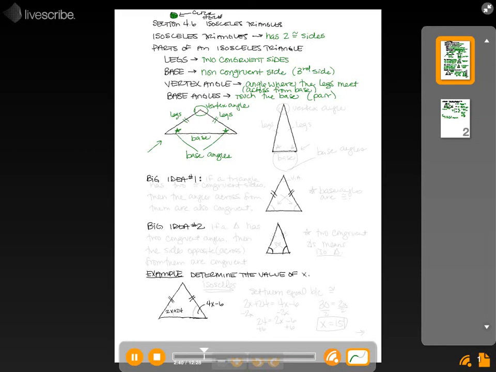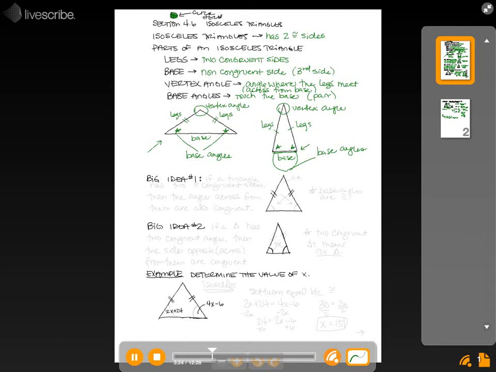We have the legs, which are the two congruent sides. The base is the third side. The vertex angle is where the two legs meet. It's across from the base. And then the base angles are the other two angles, and they have to touch the base. Notice that they are down here at the bottom. Both angles share that base. It's the same for both. One side of each angle is the base. So those are the parts of an isosceles triangle.